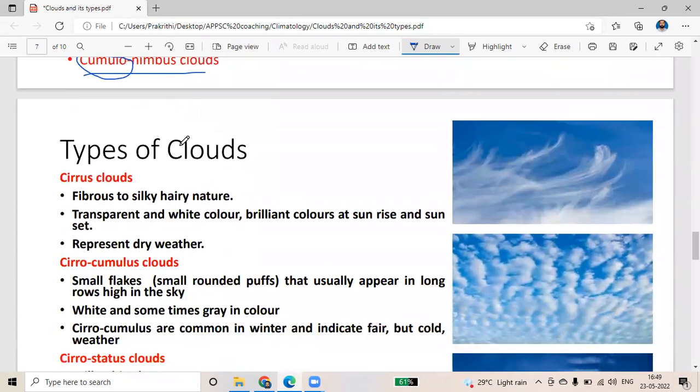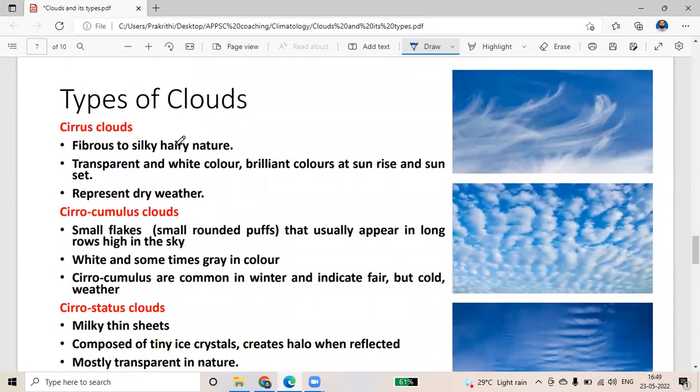So first one, cirrus clouds. If you look at this picture, you can see it's like a hairy band. Hair जैसा है ना इसका look. This is actually fibrous or silky hairy nature है इसका, and it is actually transparent, white color में होगा, and brilliant colors at sunrise and sunset.